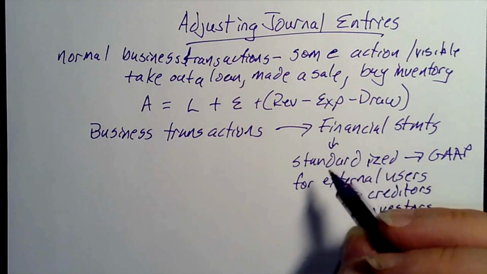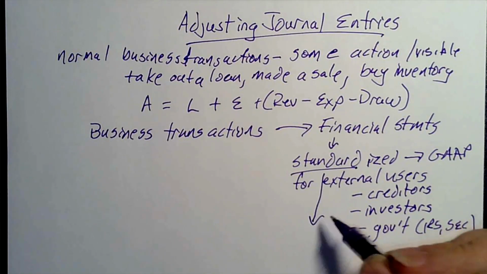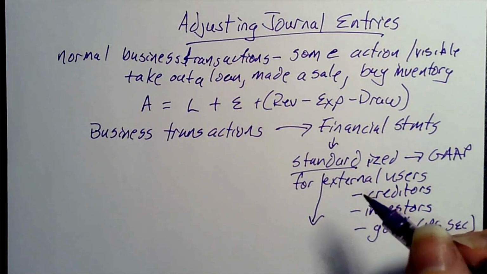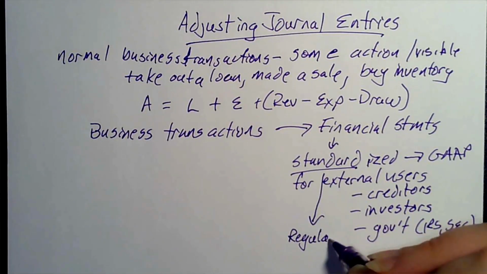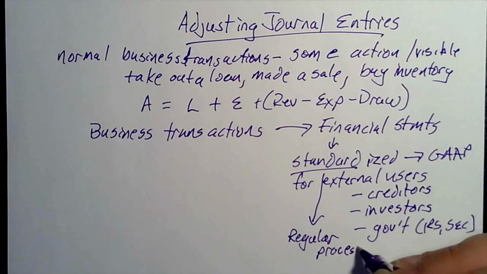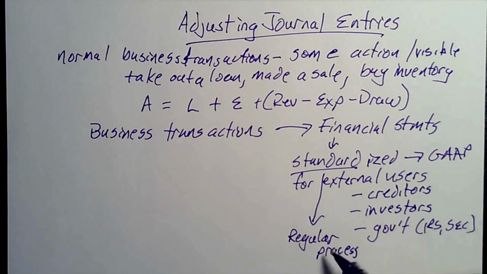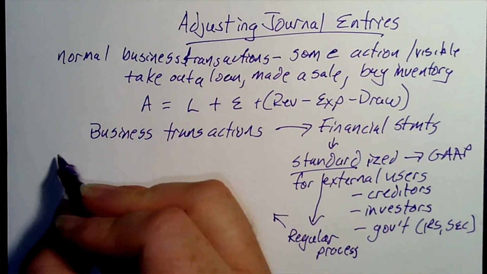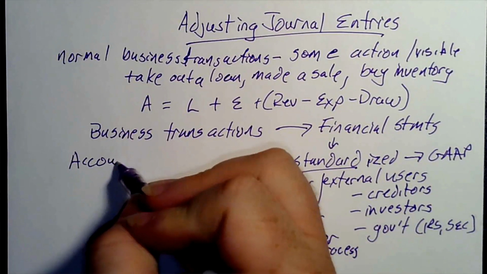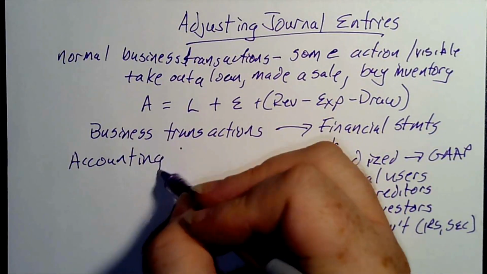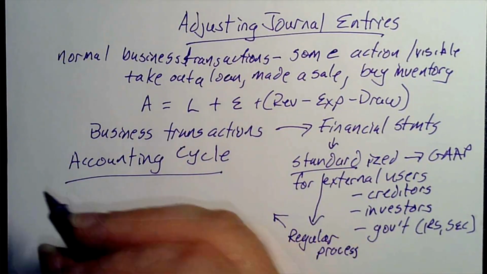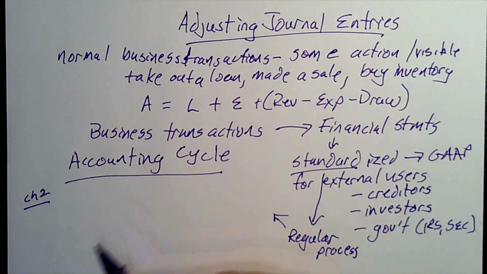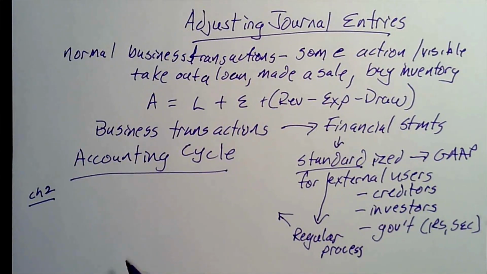The whole purpose of having a standardized set of rules to run your financial statements is that there is going to be some regular process to putting them together. And that is what we have started on. We have started on this regular process, and in fact, now we're going to name it. This regular process is called the accounting cycle. We started off in Chapter 2, and we said that there were journal entries, posting, and trial balance. Well, let's put this together in a little bit more formal fashion.